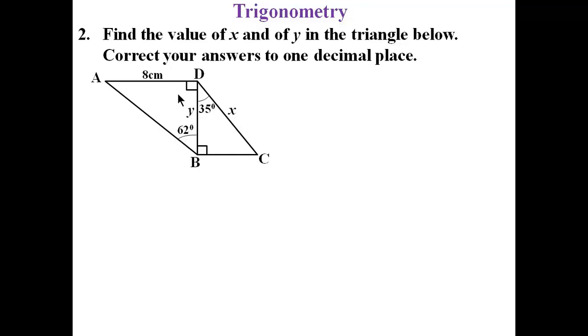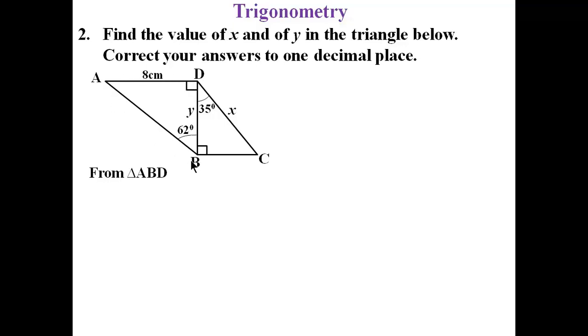From here, we are going to find the value of y first, because we need the value of y to find the value of x, since there is no given side in triangle BCD. We are only given side x and the angle, so we cannot combine x and any other side. So we need to find the value of y first before we can find the value of x. To do that, we consider triangle ABD, this triangle here.